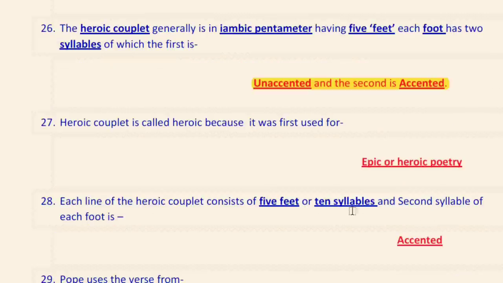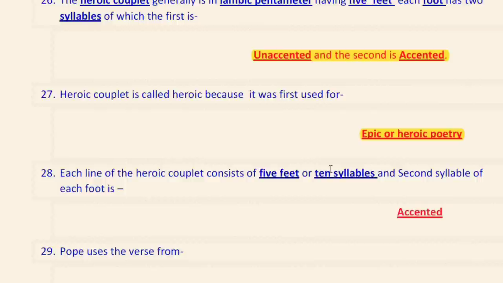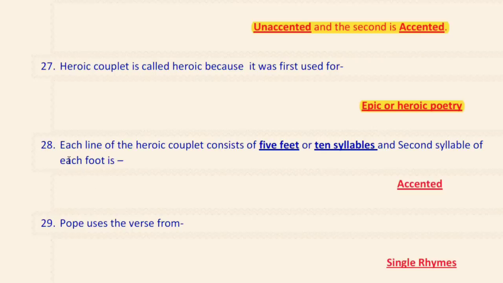Question number 27. Heroic couplet is called heroic because it was first used for. The answer is epic or heroic poetry. Question number 28. Each line of the heroic couplet consists of 5 feet or 10 syllables and second syllable of each foot is. The answer is accented.